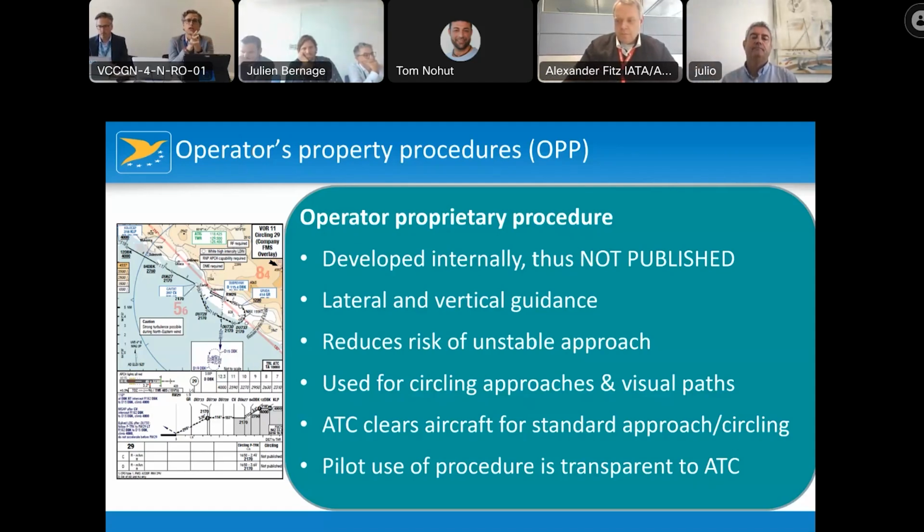It is used for circling approaches and visual paths, so an overlay of an instrument approach down to a visual path, especially when there are non-straight-in approaches. ATC clears the aircraft for the original approach, not the RNP VPT, but the original approach, and that will be the standard phraseology. And the pilot uses a procedure that is transparent to ATC, because, as we said, we recommend that you inform the airport, although it's not required.